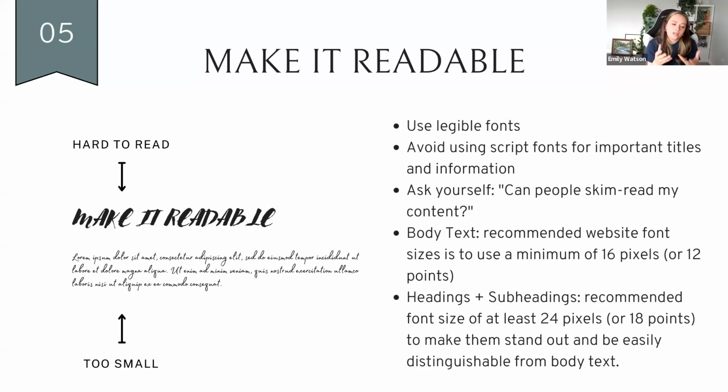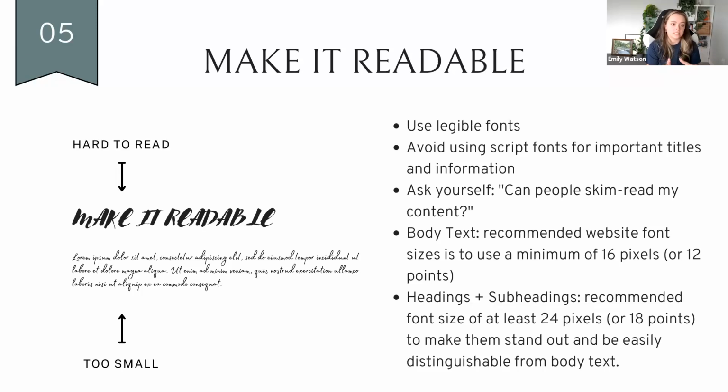Because when's the last time you went onto a website and actually read word for word what they had on the website? Unless you spend some time, you're really interested, then you go over to the about page and then you learn a little bit more. But can people read your content effectively? A good recommendation for body text is that your website font size should be a minimum of 16 pixels or 12 points. And then for your headings and subheadings, a recommendation for size is at least 24 pixels or 18 points to make them stand out and be easily distinguishable from your body text.